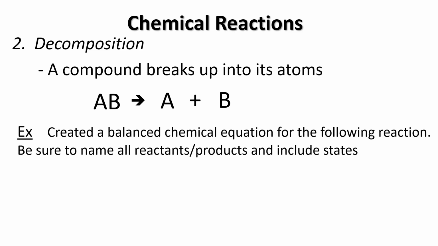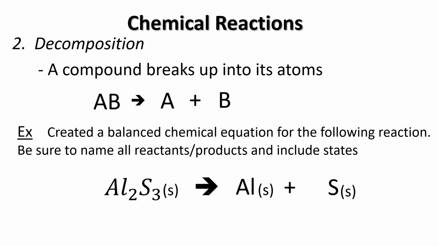We want to create a balanced chemical equation, and we're going to name everything and include the states. So we've got our first one, Al2S3, and it is in the solid state. The steps would be, you would break up the compound into its 2 atoms. You would consider if either of them are on the diatomic gas list, which neither of these are. So that would mean that they are both in the solid state. And then you would go ahead and balance this one.